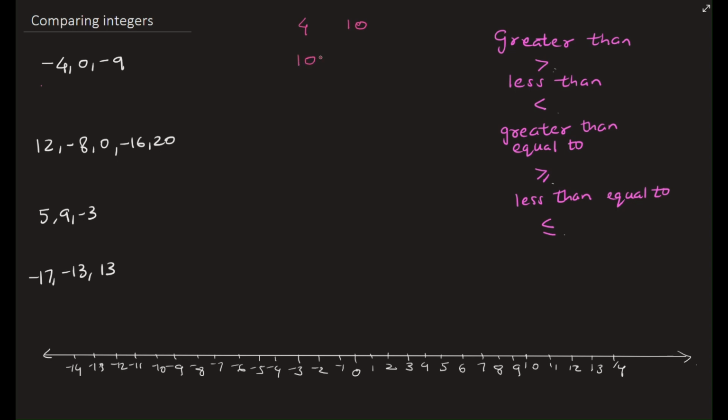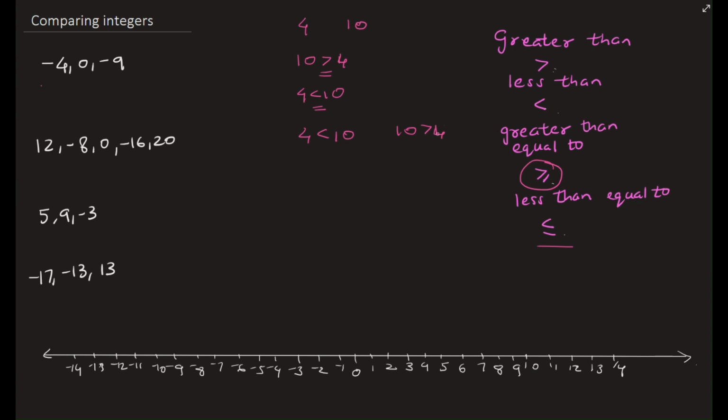So I write the sign greater than between 10 and 4. 10 is greater than 4 and 4 is less than 10. This is the less than sign. And for less than or equal to, I have this sign, and for greater than or equal to, I have this sign. So 4 is less than 10, 10 is greater than 4.